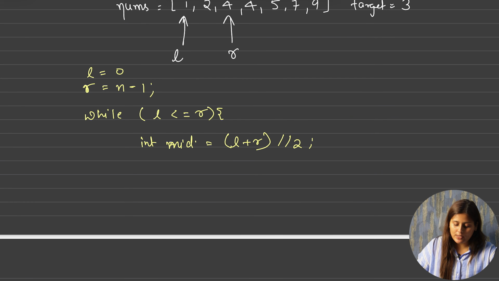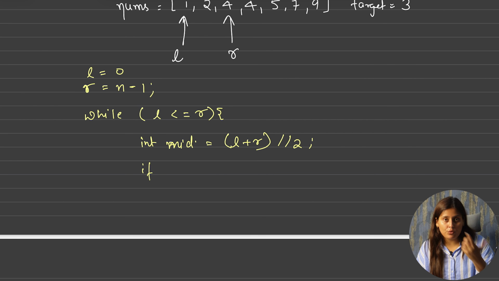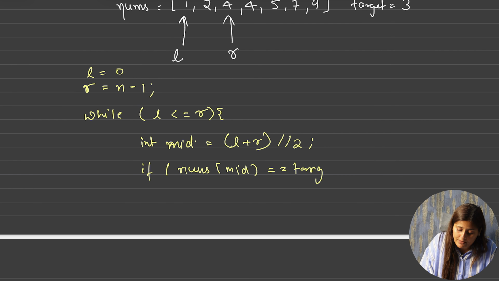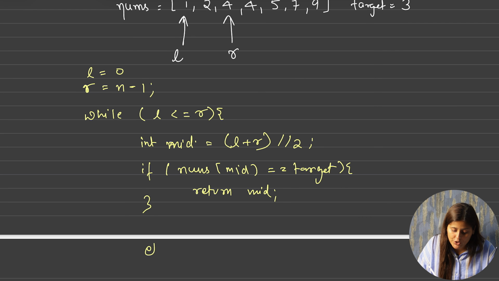Okay, so as of now, we will calculate our mid element like this, and first we will check what if the mid element matches the target value, because in that case we have to return the same index, correct? Yes, so we will return if nums of mid is equal to target. So if it matches our target, we will return mid only.